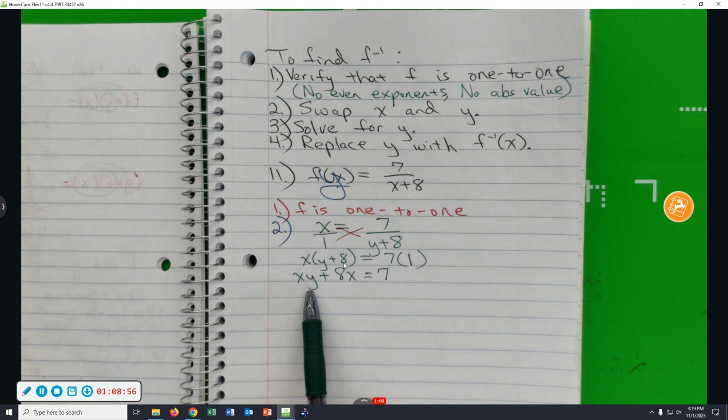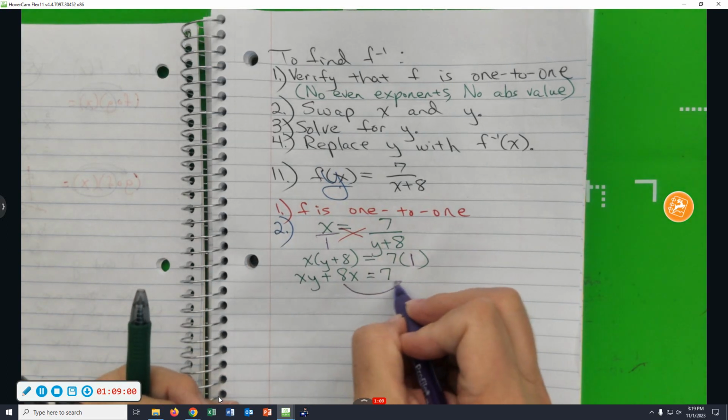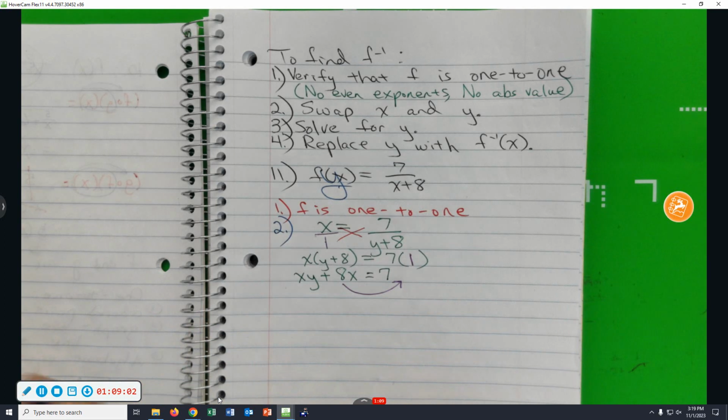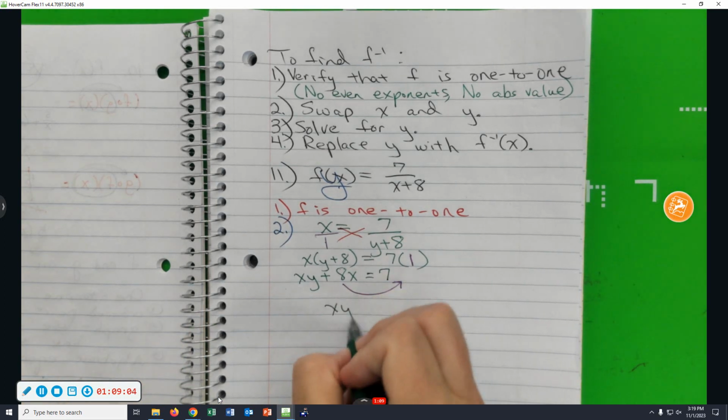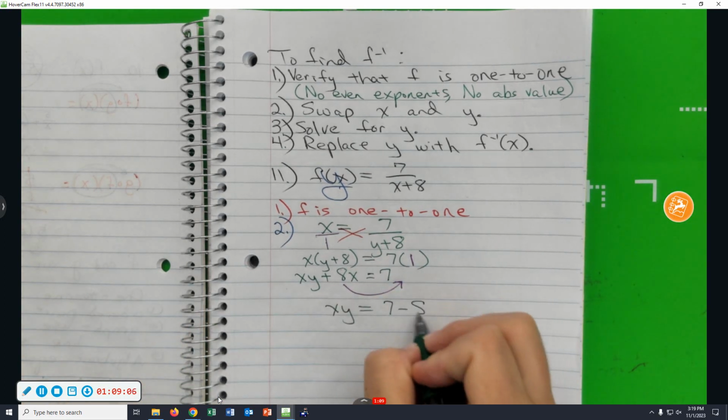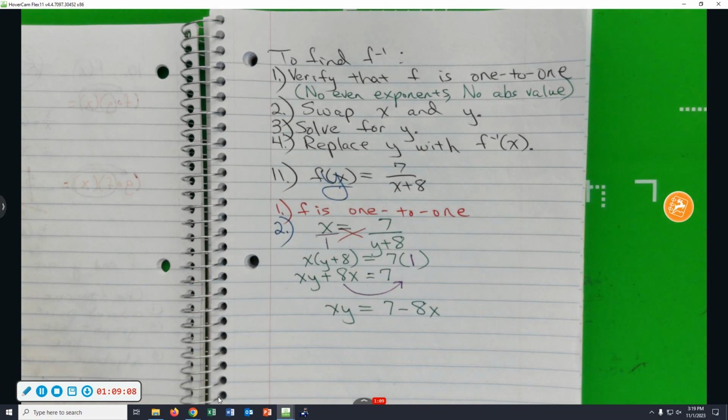I couldn't hear you. Subtract the 8x, I agree. Subtract the 8x. So we're going to have xy equals 7 minus 8x. Or negative 8x. Or you could put negative 8x plus 7. Now we want to get rid of that x. X times y. What are we going to do?